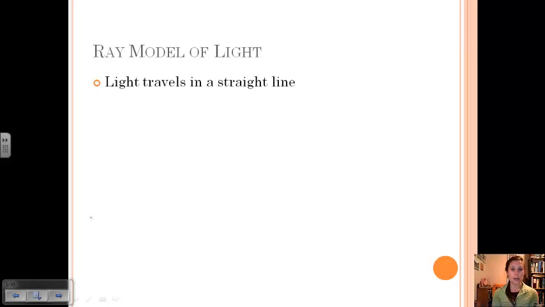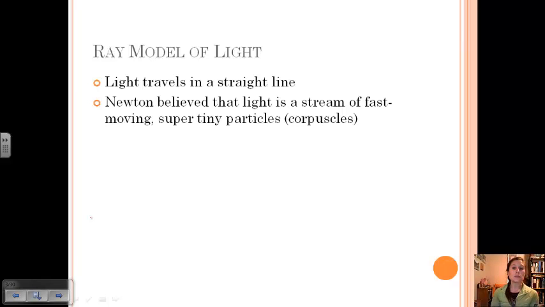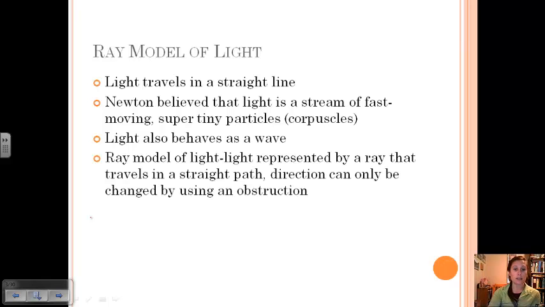So we know that light travels in a straight line, and Newton believed that light was a stream of fast-moving, super tiny particles that he called corpuscles, which kind of sounds like an infection or something. But we also know that light behaves as a wave. If you remember back from chemistry, we talked about how light behaves as a line and a wave, and that has to do with the electrons jumping through orbitals and giving off energy.